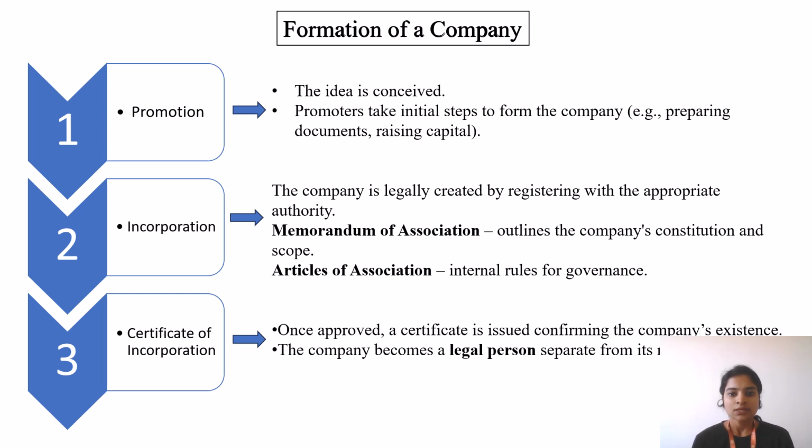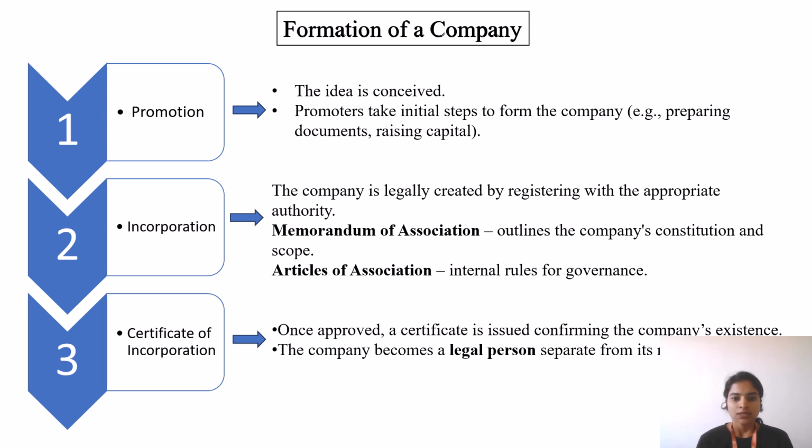The second step is incorporation, the legal creation of the company. The company is officially registered with the government authority. Two important documents are needed. The first is the Memorandum of Association. This outlines the company's constitution, like its name, purpose and powers. The second is the Articles of Association. These set the internal rules for running the company, such as management processes and member rights.